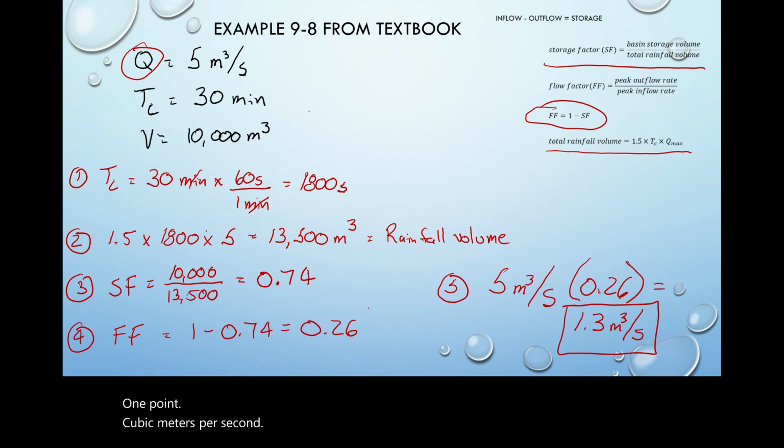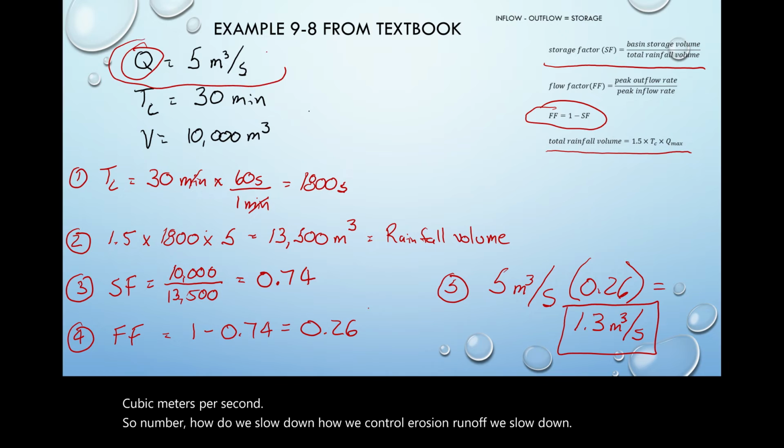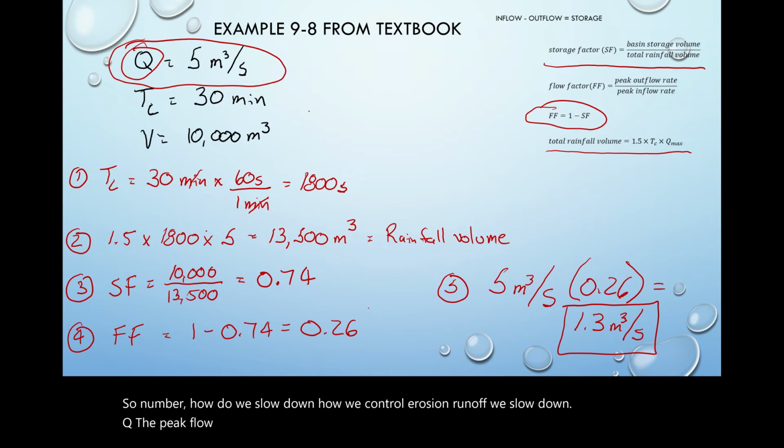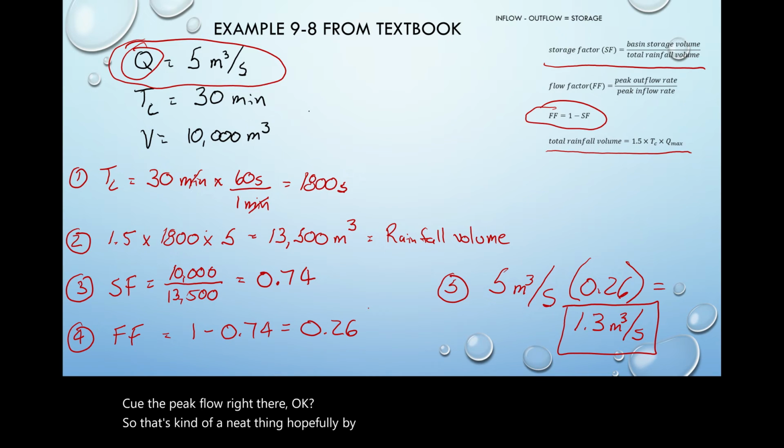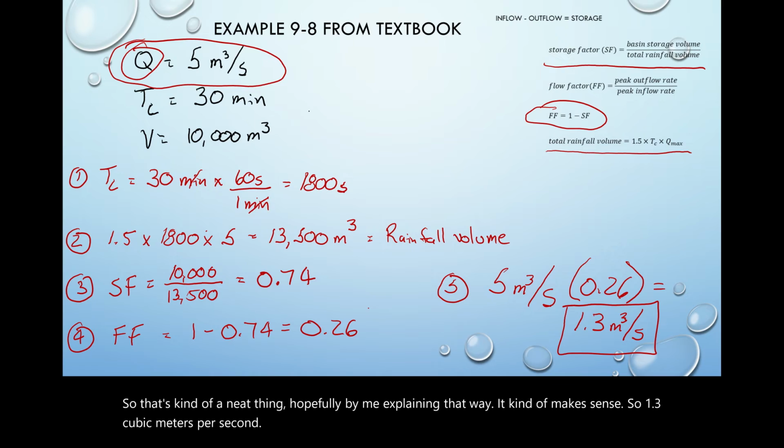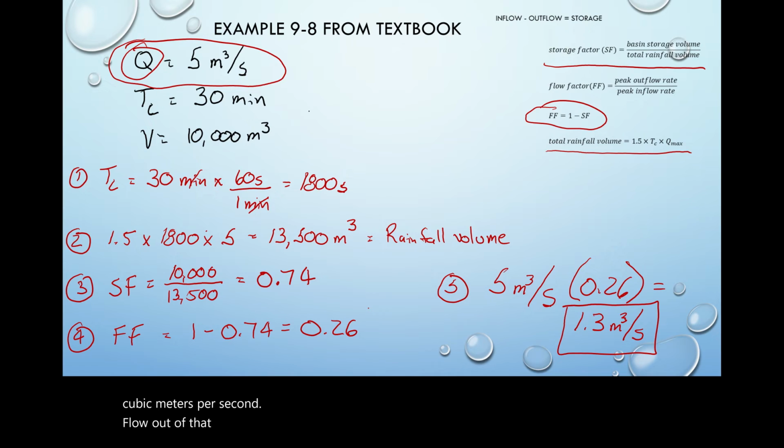Okay? So remember, how do we slow down, how do we control erosion runoff? We slow down Q, the peak flow, right there. That's kind of a neat thing. Hopefully by me explaining it that way, it makes sense. So 1.3 cubic meters per second will actually flow out of that stormwater pond. Again, it settles out, and then the exit point is up high where clean water comes out.